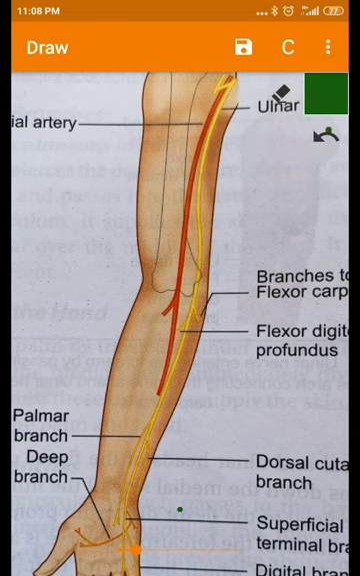Lying superficial to the flexor digitorum profundus. This flexor digitorum profundus is the deep flexor muscle; below the flexor digitorum superficialis, the flexor digitorum profundus muscle is present. So this nerve lies superficial to the flexor digitorum profundus on the medial side of the front of the forearm. In the lower two-thirds of the forearm, the nerve is accompanied by the ulnar artery.